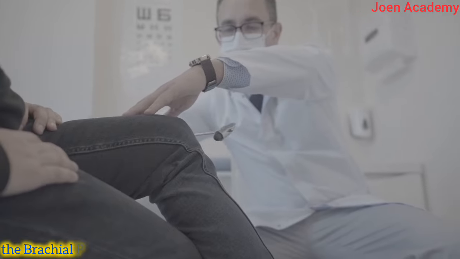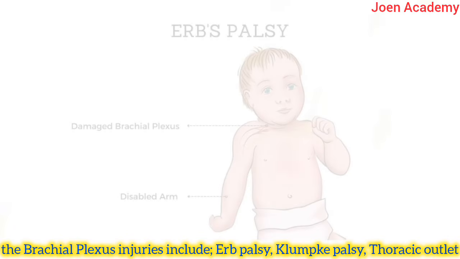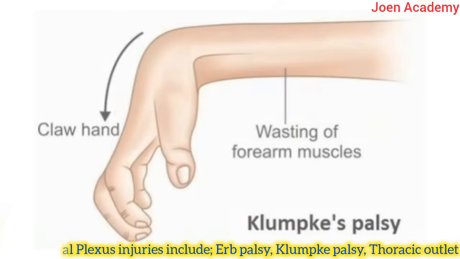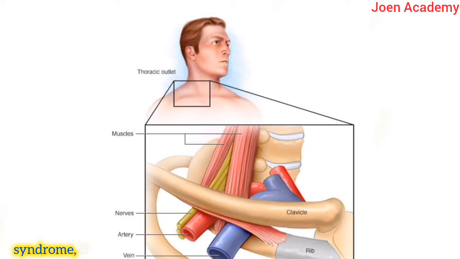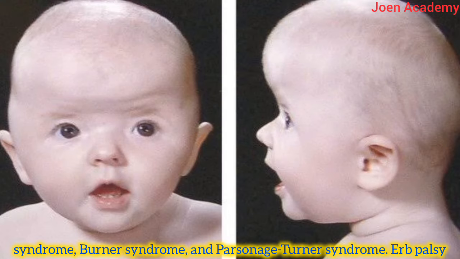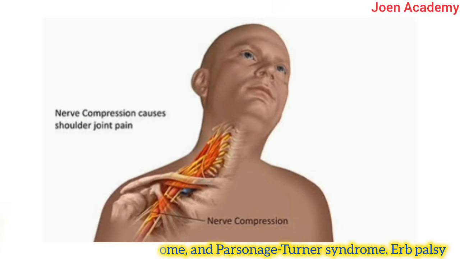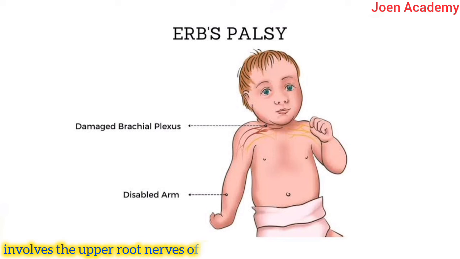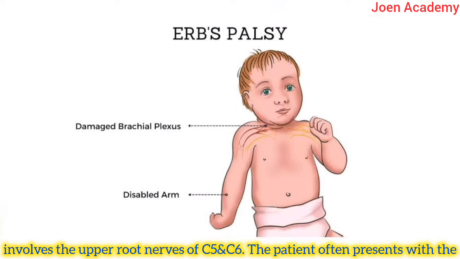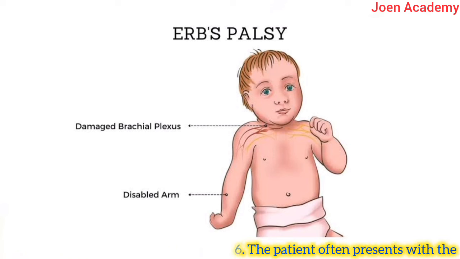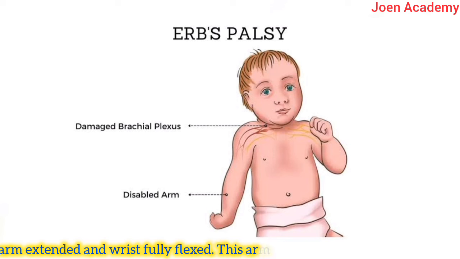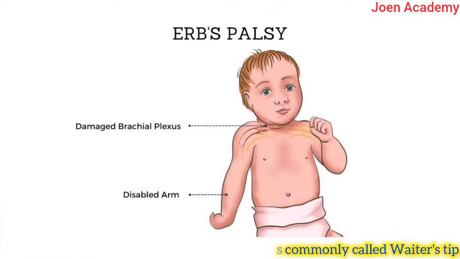Diagnoses related to the brachial plexus injuries include Erb's palsy, Klumpke palsy, thoracic outlet syndrome, Burner syndrome, and Parsonage Turner syndrome. Erb's palsy involves the upper root nerves of C5 and C6. The patient often presents with the arm extended and the wrist fully flexed. This arm is commonly called the waiter's tip.